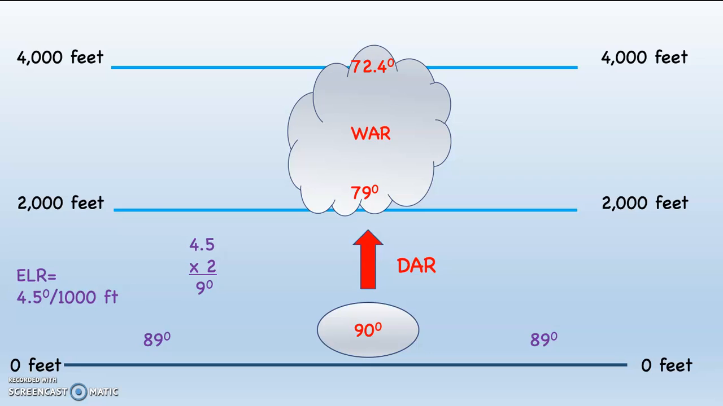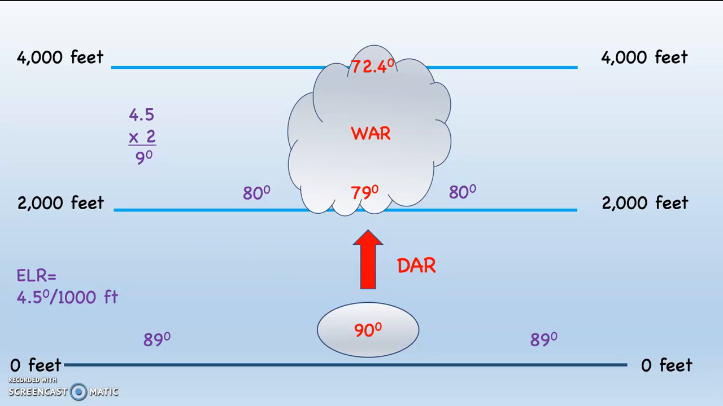We take 4.5, which is the environmental lapse rate, times 2 for 2,000 feet, that's 9. Then we're going to take what? Do you know what happens next? 89 minus 9 is 80, which means that the air temperature at 2,000 feet is 80 degrees. We can see the temperature inside the parcel is 79, but the surrounding air is 80.